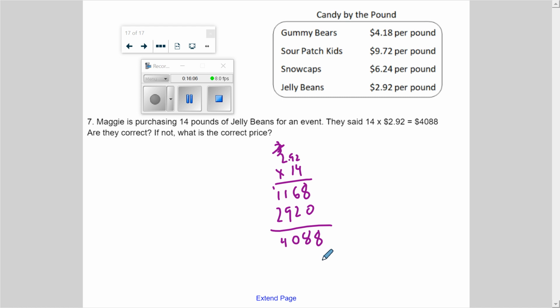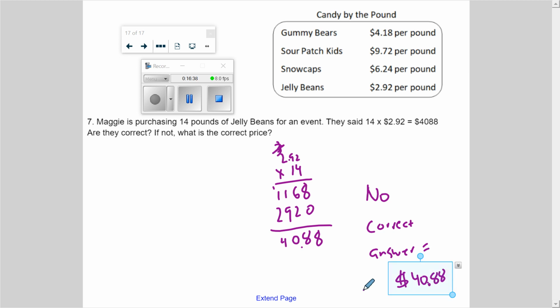So I get 4088. But wait a minute, that doesn't involve the fact that there's 2 place values here. That would be if I multiplied 14 times $292. But it's not $292, it's $2.92. So I need to move the decimal over 2 spaces. So the answer is no, Maggie is not correct. Correct answer equals $40.88. $40.88 is the correct answer.